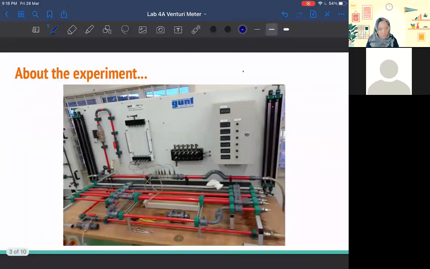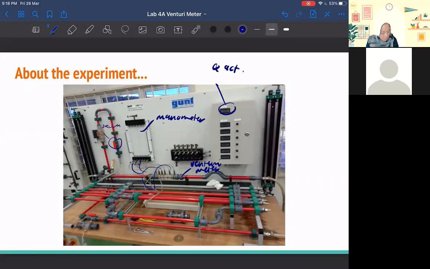Next is the setup of the experiments we had carried out. You can see from the diagram, this is the manometer. These are the data that we collect, the Q actual, and then this is the Venturi meter connected between the pipes, and the Venturi meter with the tube is then connected to the manometer, which we will take the reading of the manometer level. And then this one is the buff 1 and buff 2 here.